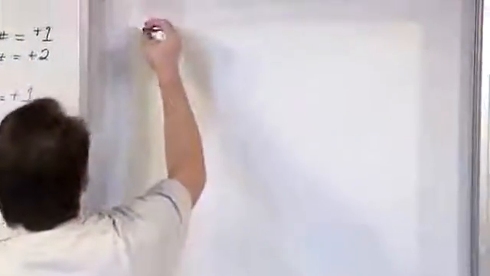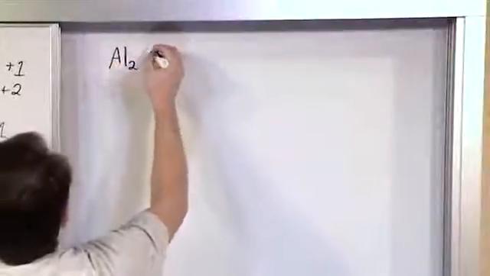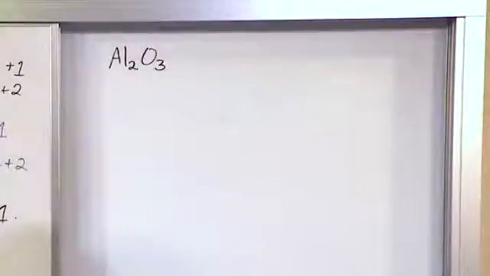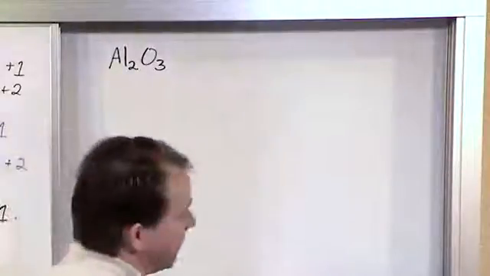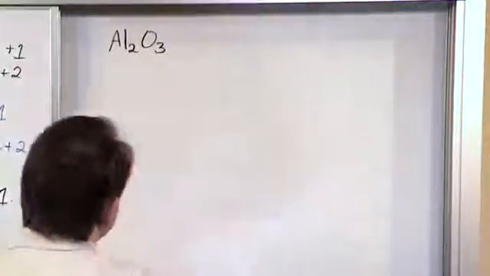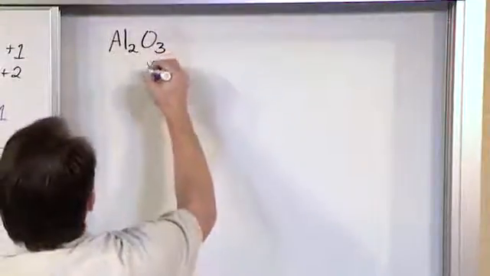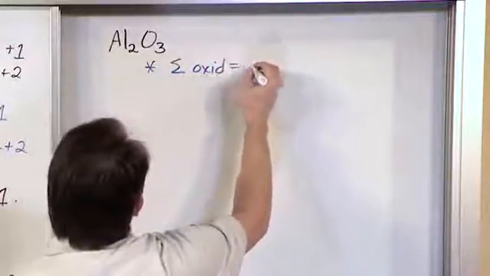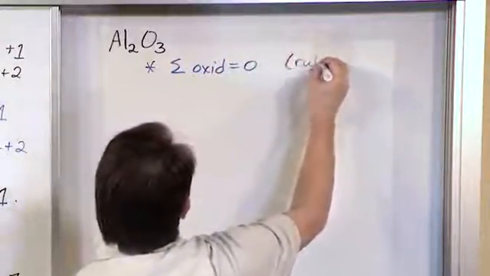All right, so let's look at another one, Al2O3. So the first thing we do, rule number 1, you should know by now, talks about if it's a neutral compound, then the sum of the oxidation numbers is 0. This is a neutral compound. So first thing I'm going to say is the sum of the oxidation numbers is 0, and that's rule 1.